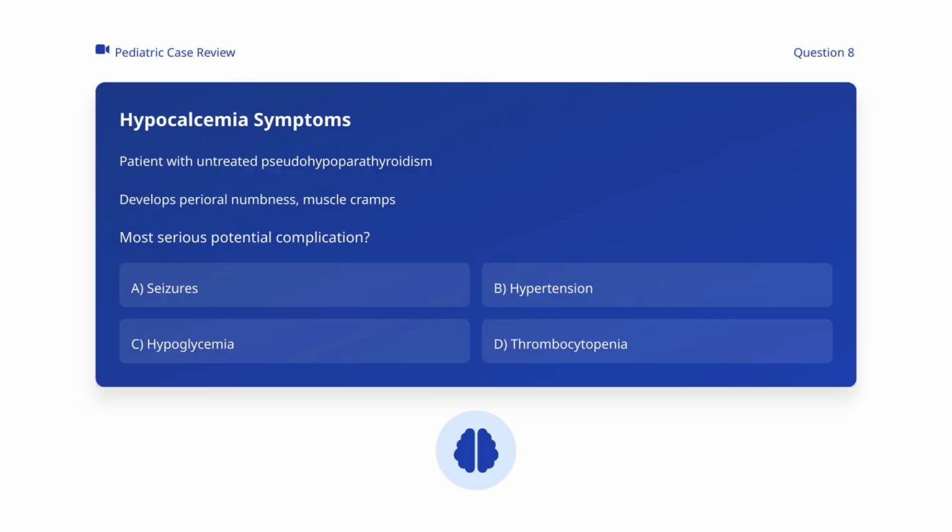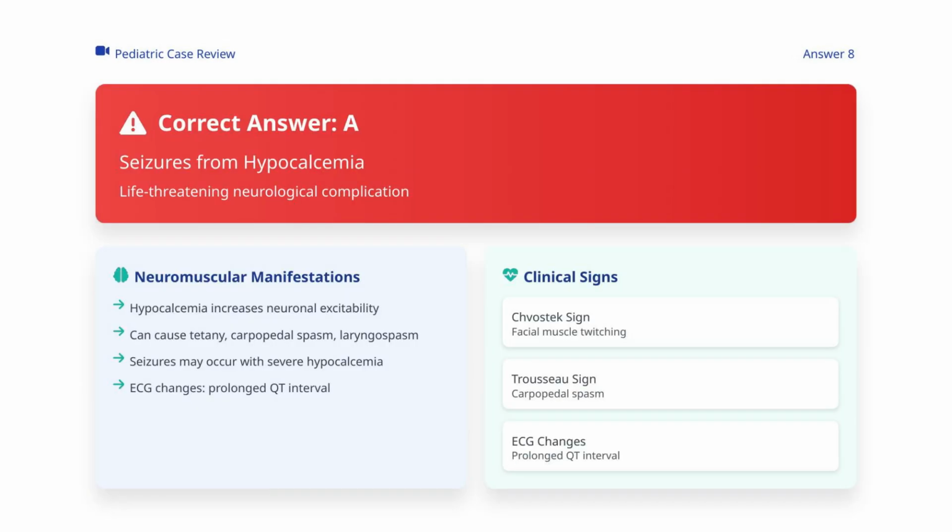A patient with untreated pseudohypoparathyroidism develops perioral numbness and muscle cramps. What is the most serious potential complication of worsening hypocalcemia? Option A, seizures. Option B, hypertension. Option C, hypoglycemia. Option D, thrombocytopenia. Consider neurological manifestations of severe hypocalcemia. The correct answer is A, seizures.